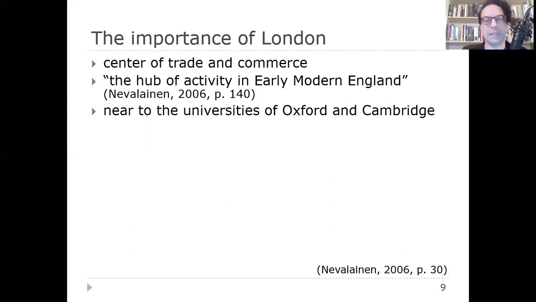But also the nearby universities of Oxford and Cambridge played a huge role in strengthening this variety of English. A lot of people were sending their kids or going to London or to Oxford or to Cambridge for various different reasons. And so this general region played the most important role in what was to come.